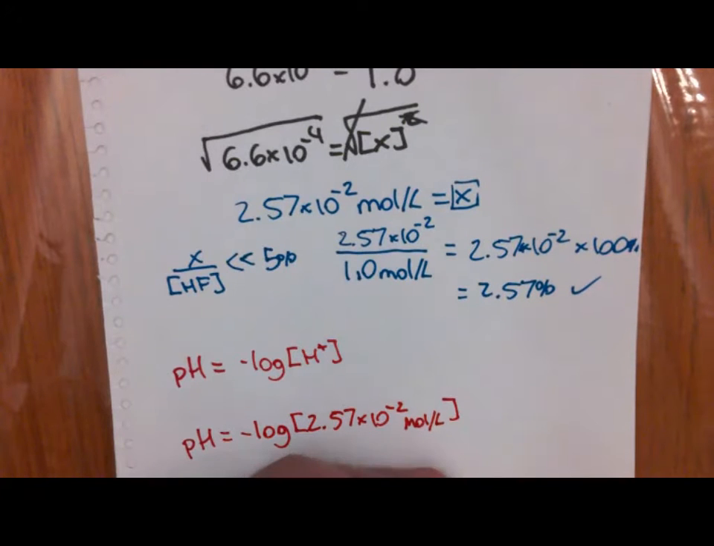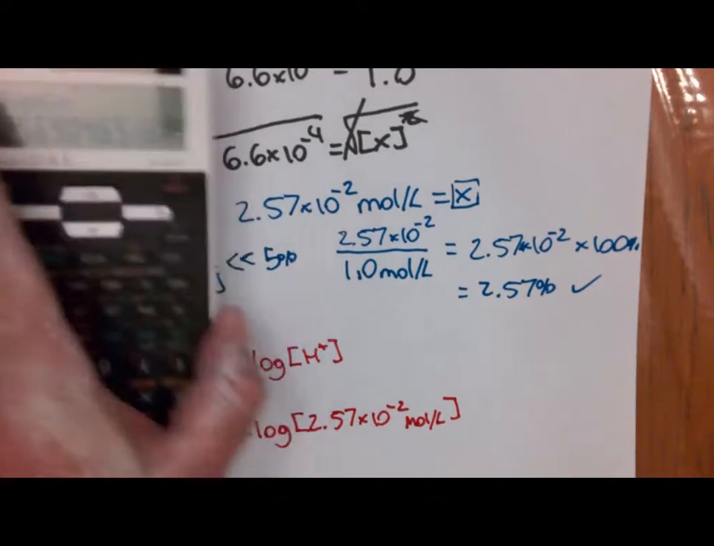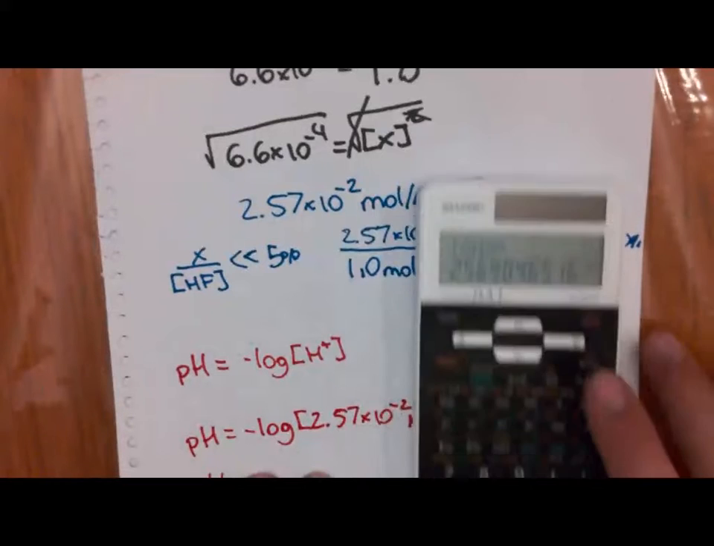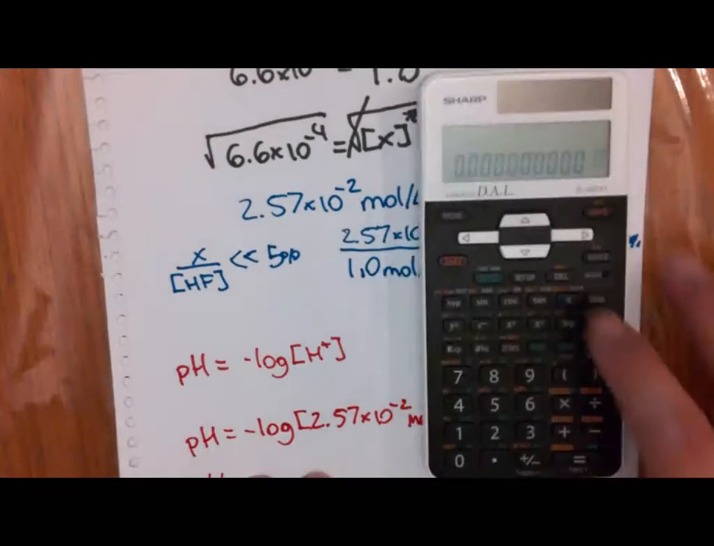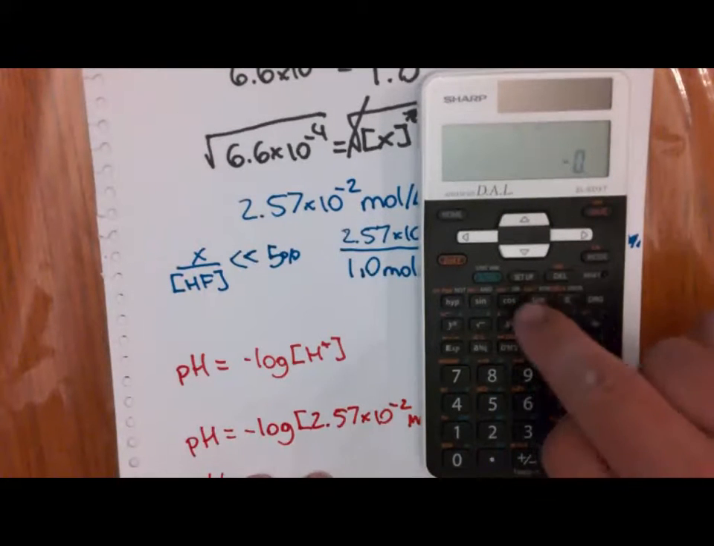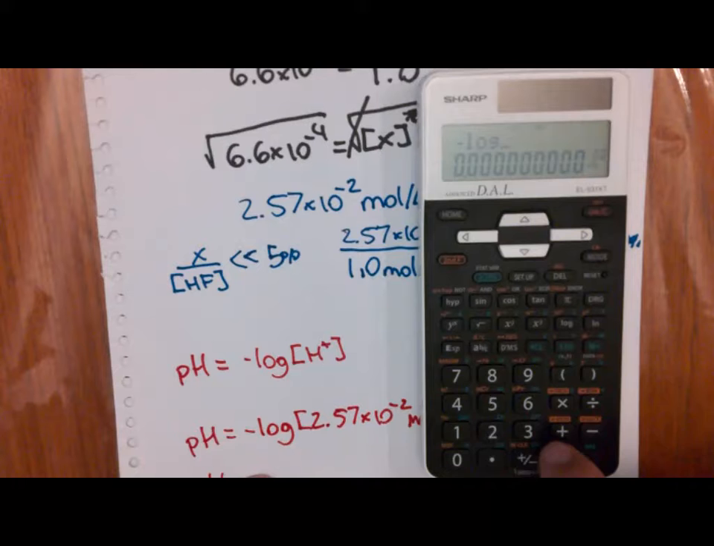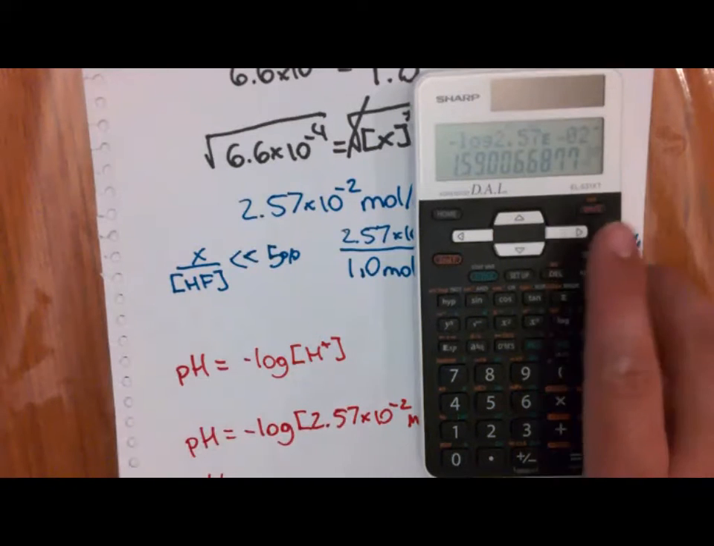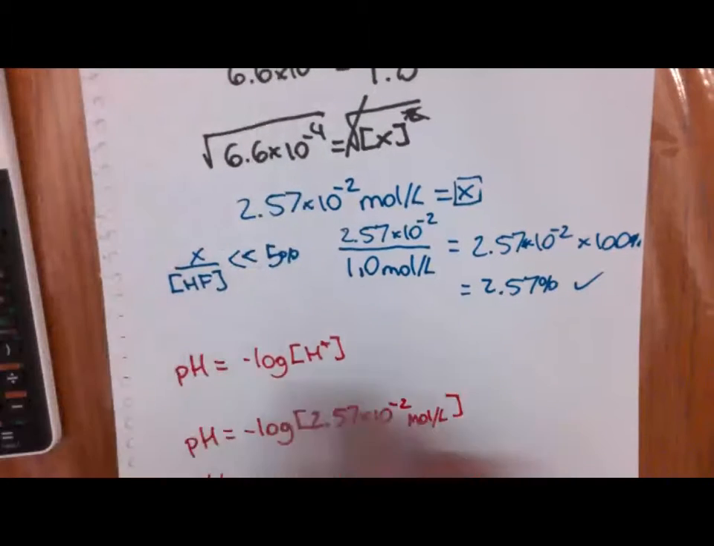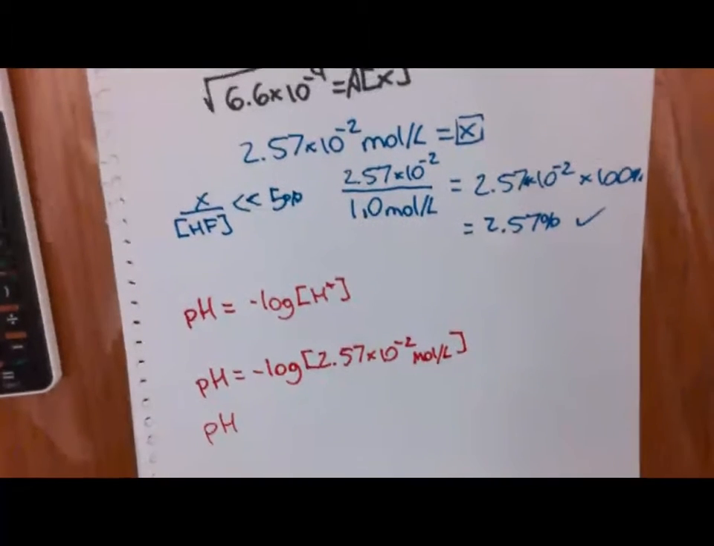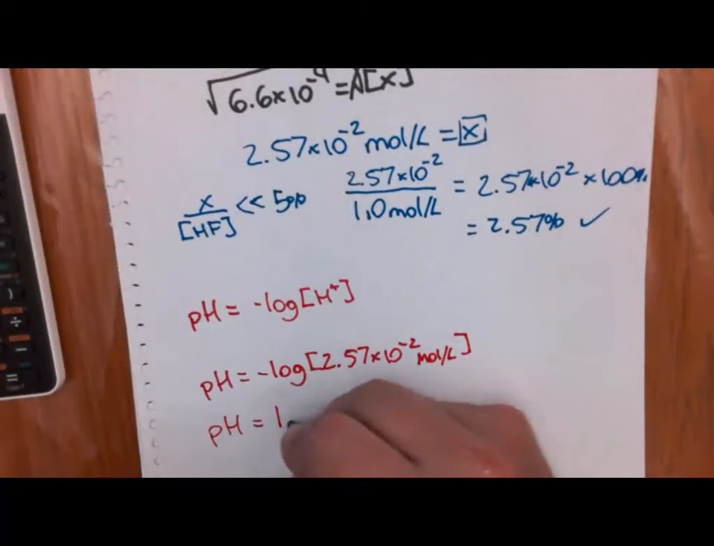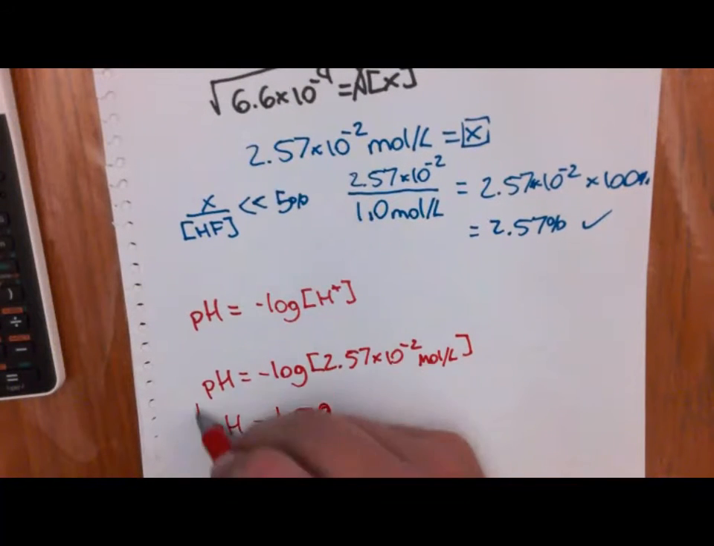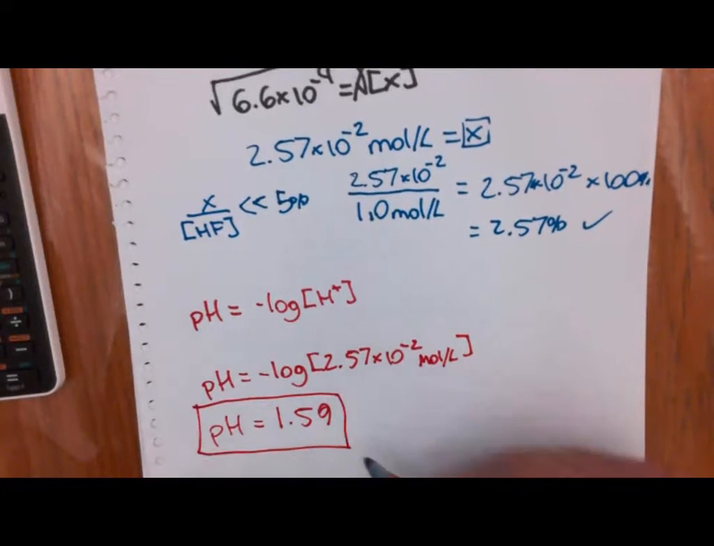If I put it into my calculator, the pH is the negative log of 2.57 times 10 to the negative 2 moles per liter. If I press equals, that is going to give me a pH of 1.59. So I can put that in as my final value. All right, and that is the final answer.